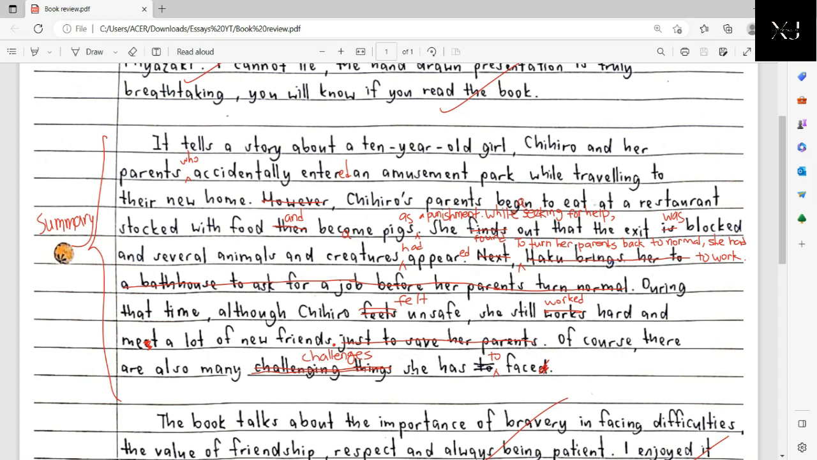Okay, while seeking for help, she found, okay, because you see, the next sentence was she, as in Chihiro, finds out that the exit is blocked. You see, again, she has to change everything to past tense. Yeah, we had to again emphasize the continuation. Why was she finding the exit after her parents became pigs? Because she was looking for help. Okay, she was seeking help, and the exit was blocked, and several animals and creatures had appeared. Okay, if you didn't write had here, it's fine also. Several animals and creatures appeared, past tense is fine.